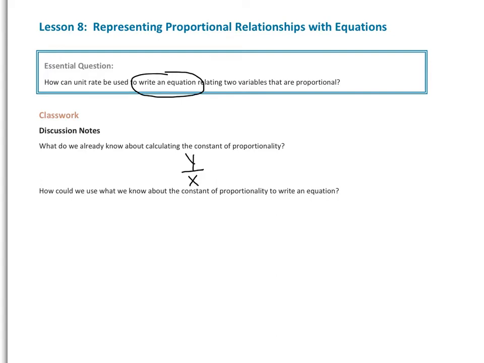For some reason, they decided to give a letter for that constant of proportionality, and that letter is k. I don't know why they didn't choose c or anything like that, but they chose k. So we know that the k, or the constant of proportionality, is found by taking y divided by x. Let's think about how we can use that to write an equation. Our goal when we're writing an equation is to get it into y equals form. So we want y equals something.